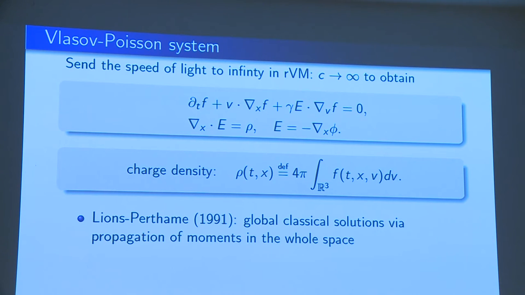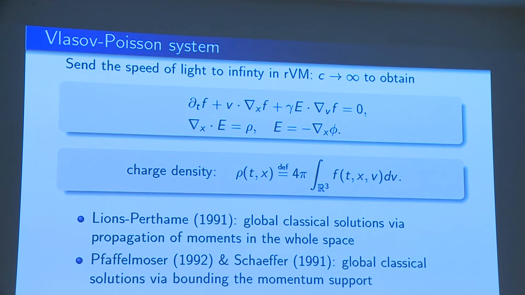Okay, so now in comparison to Vlasov-Maxwell, where the large data problem, which is the big open problem in the field, although there are others, is really the most visible one. That problem is open for Vlasov-Maxwell. For Vlasov-Poisson, the problem has been closed since the late 80s and early 90s. You have this paper by Lions-Perthame, and they can prove global classical solutions via the propagation of high momentum moments in the whole space. And this is really non-relativistic.